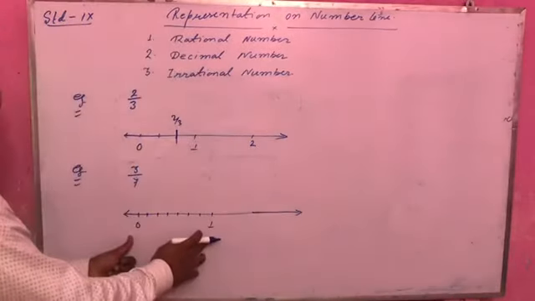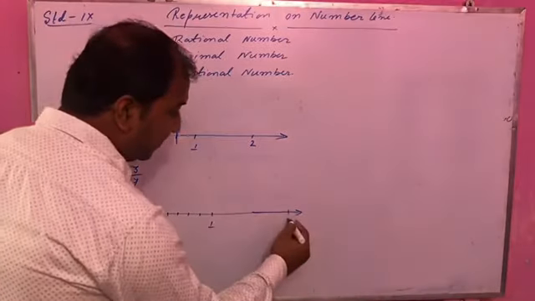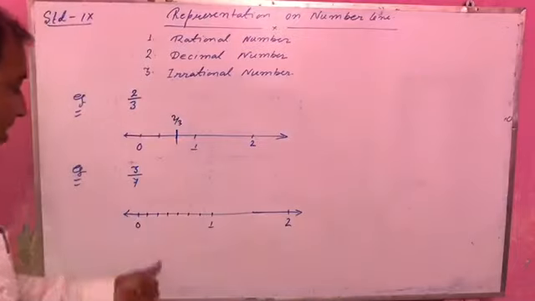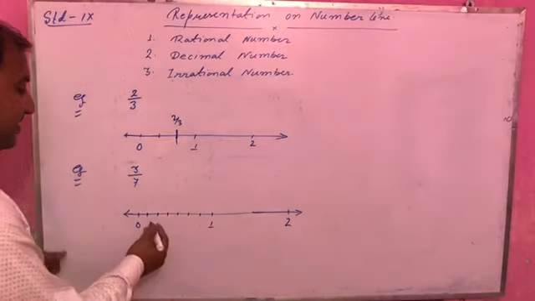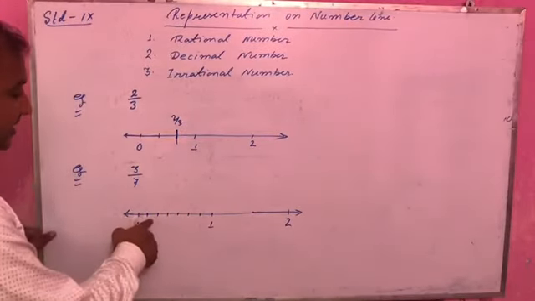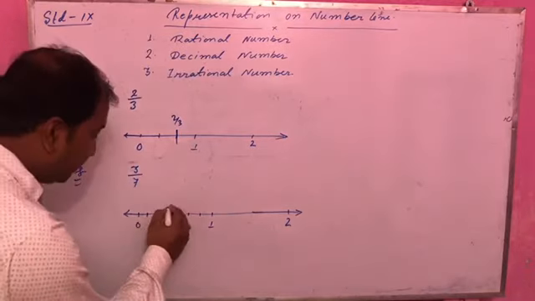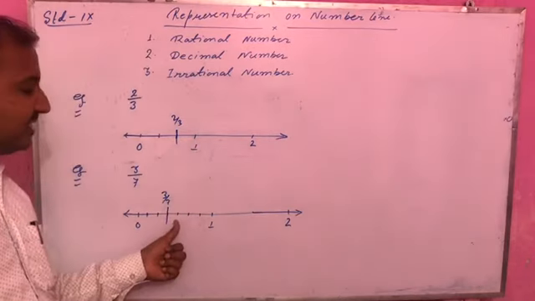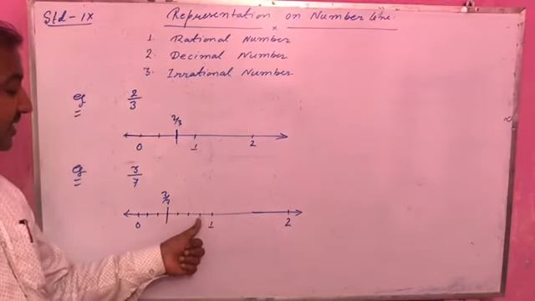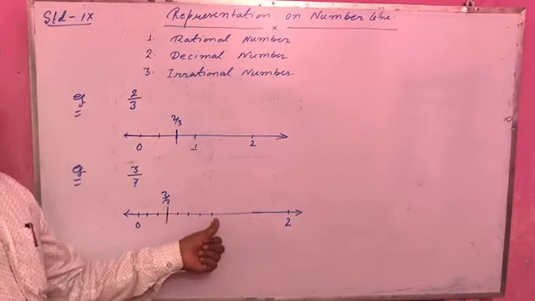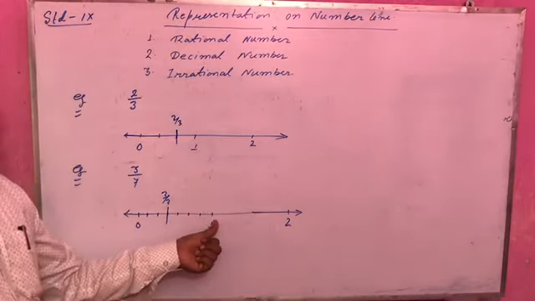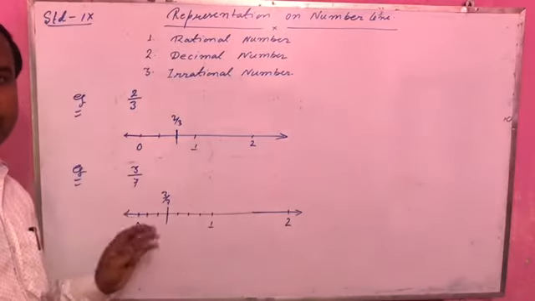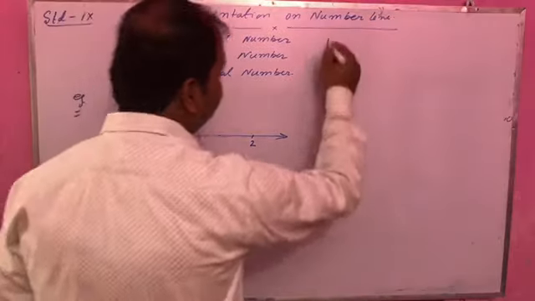Whatever the distance between 0 and 1, that must be between 1 and 2. Now this is 1 by 7. This is 2 by 7. This is 3 by 7. And this is 4 by 7, 5 by 7, 6 by 7, 7 by 7. 7 by 7 means 1. मतलब हमारा जो representation है वो correct. Understood? Take some more examples.